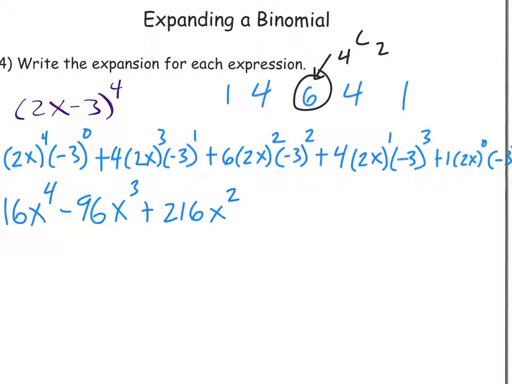Here we'd have to do negative 3 cubed. That would be negative 27 times 2 times 4. That one actually also comes out to be 216, but it's negative. So we would have minus 216x.